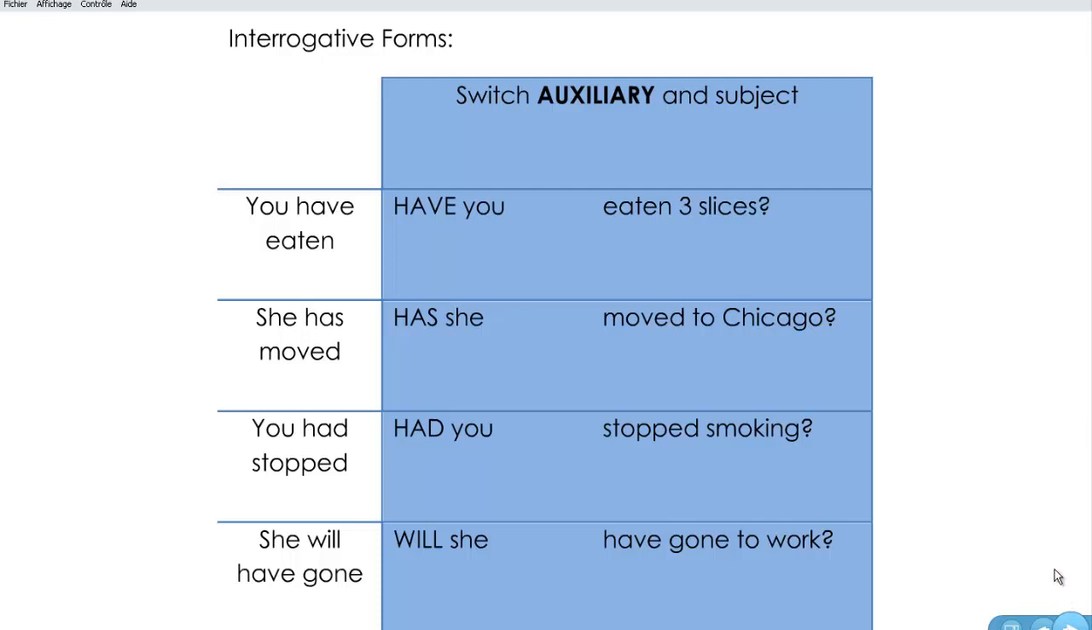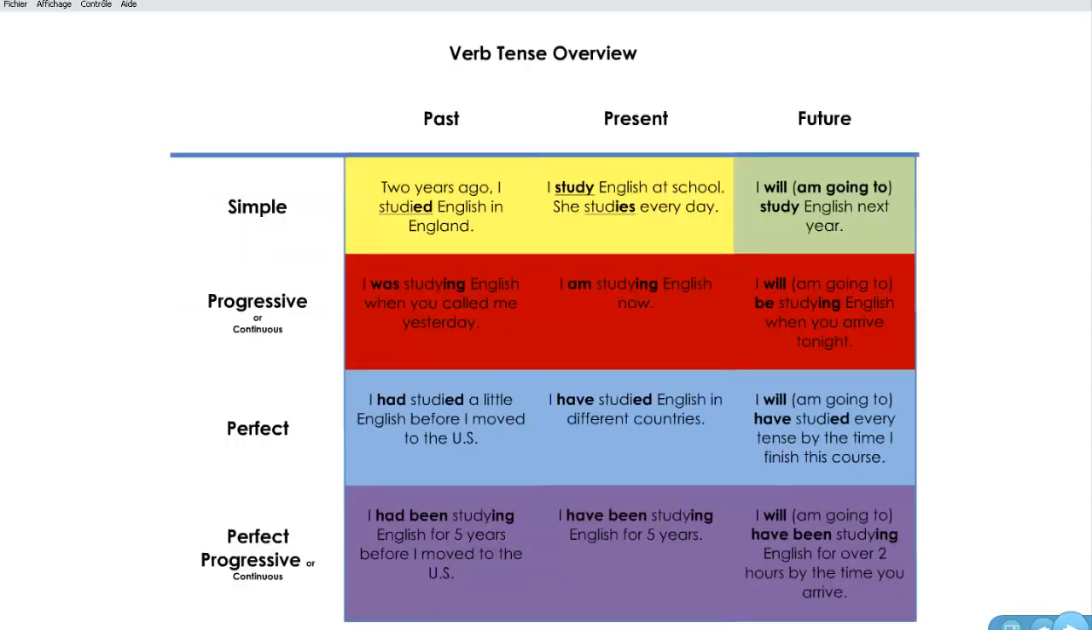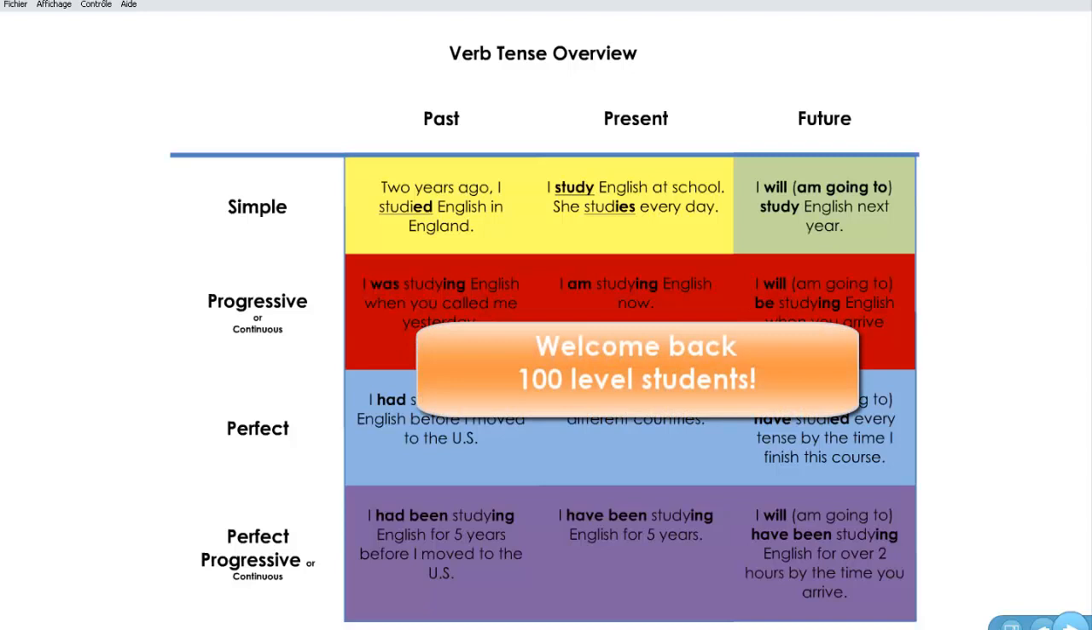The interrogative forms: you have an auxiliary and a verb already, so all you do is switch the auxiliary and the verb. So you have eaten becomes have you eaten 3 slices? Negative forms, you just add not after the auxiliary. So she has moved becomes she has not moved to Chicago, or she hasn't moved. You can use the contraction if you want. Okay, so that's all the verb tenses I wanted to have a closer look at with you guys.